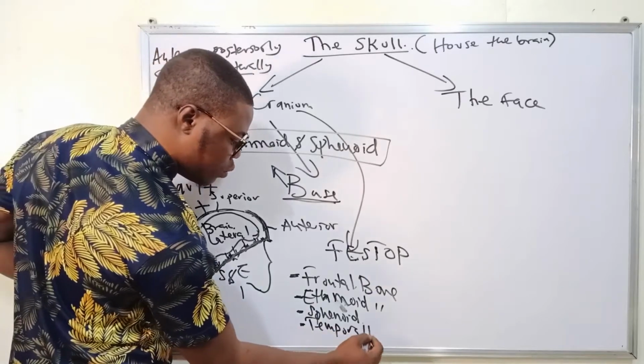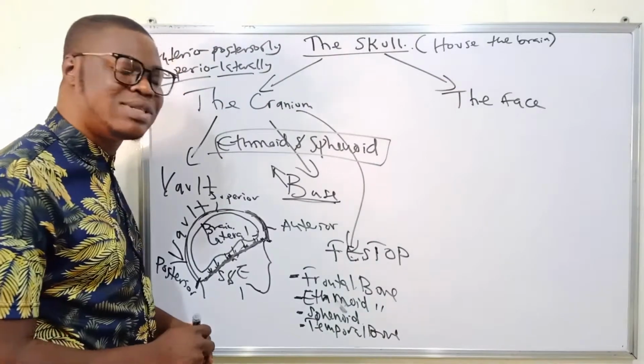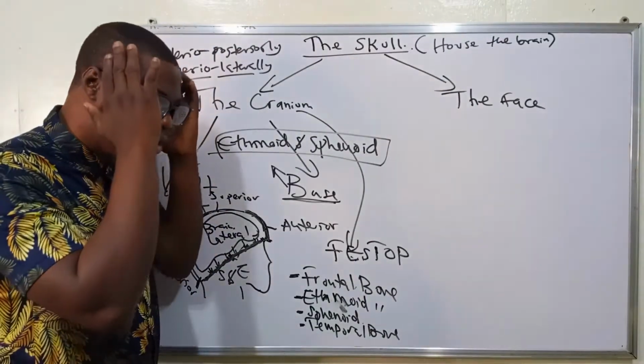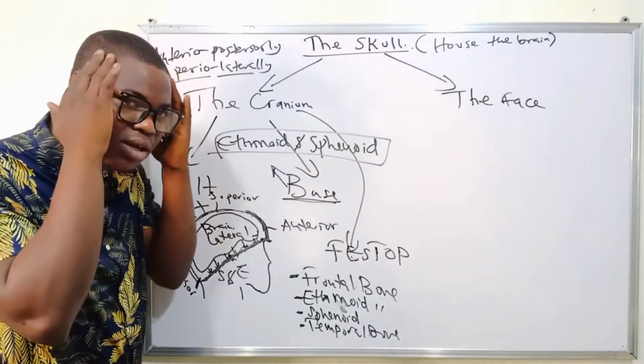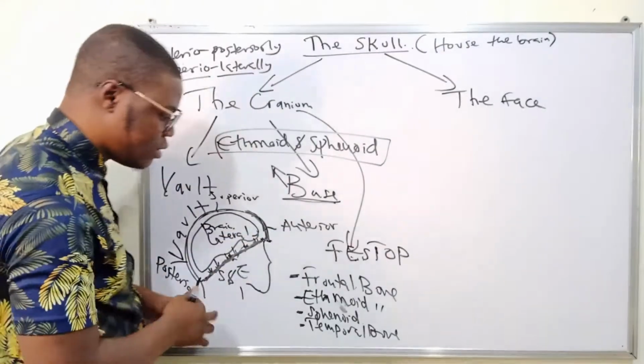Temporal bone. So the temporal bone, where is it? The word temporal is from the word temple. So the temple of the head is this side. So it is protecting the brain laterally. So the temporal bone and the bone just right here, the temporal bone is here. Now the next one is what?